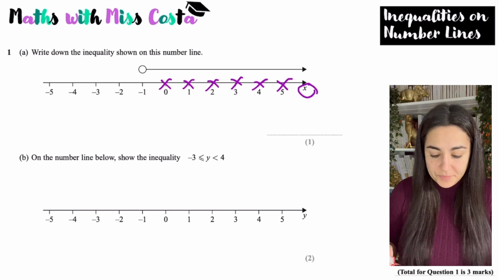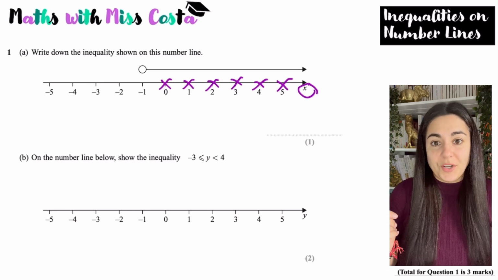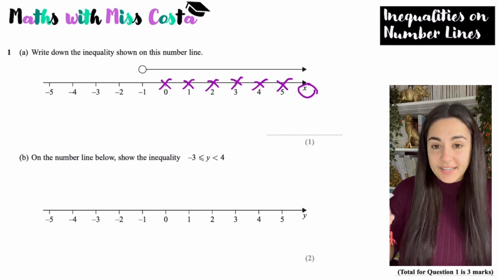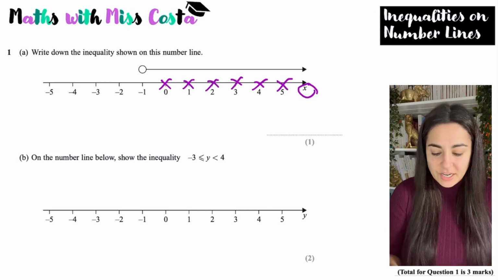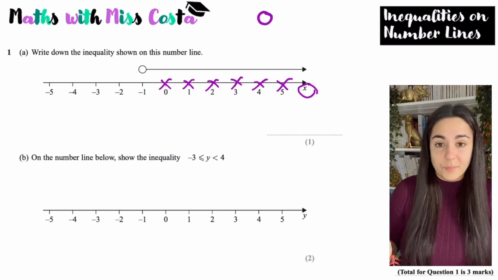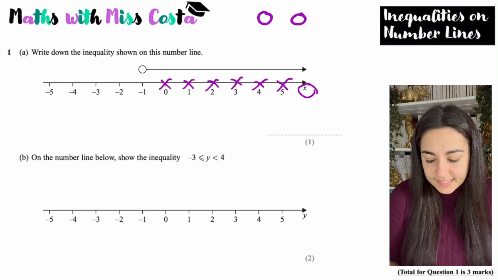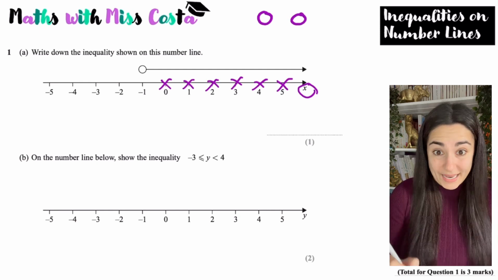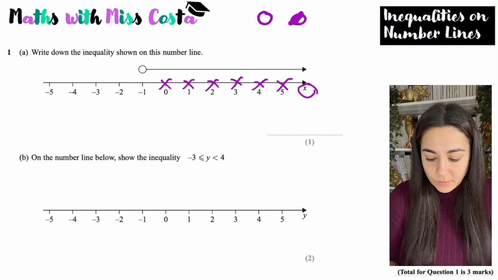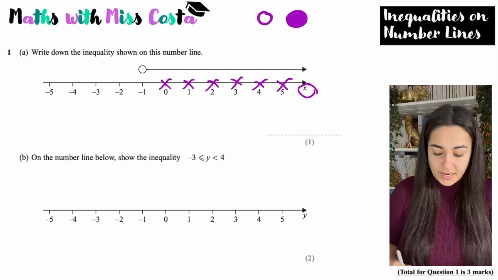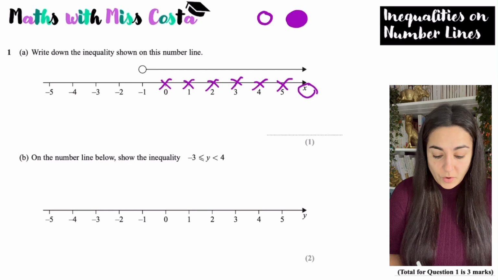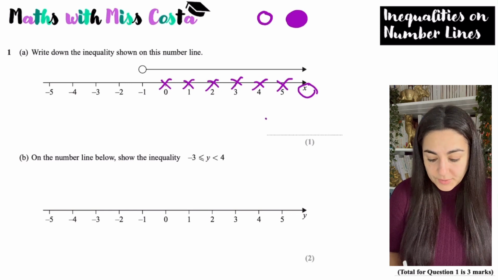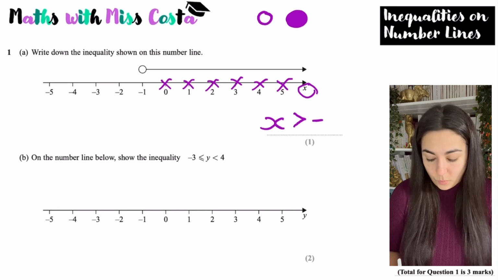Now, there are two things that you need to know when you're dealing with inequalities. The first thing is, whatever it's larger than or less than, you do a little circle on top of that number. And the second thing is, if it's less than or greater than, you leave the circle blank. And if it's less than or equal to, you colour it in, okay? So it's a blank circle on -1. So I'm going to say that x must be greater than -1.